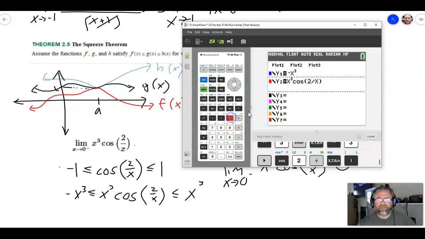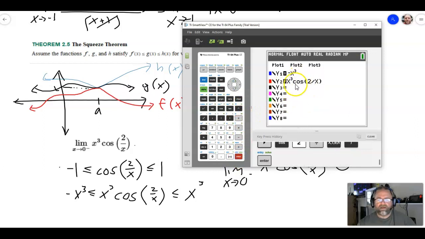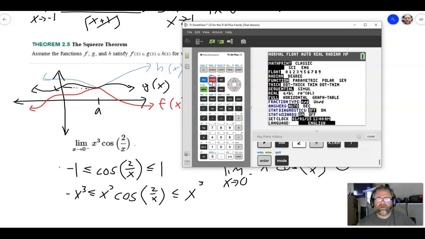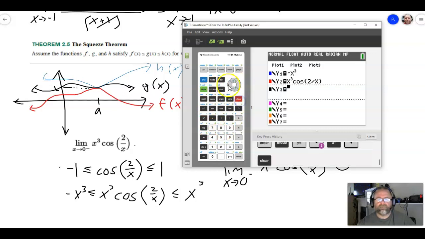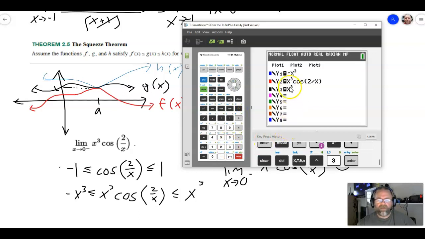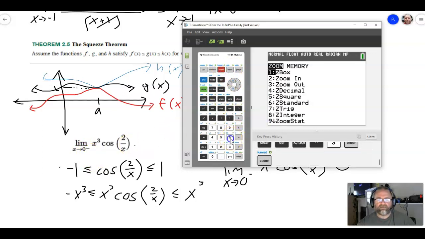And whenever I am graphing trig functions, it's almost always good to make sure that we are in radians, which I am. And then the last one is just going to be positive x cubed. Remember, I'm trying to look as x approaches 0 from the left. So let's go ahead and do a zoom standard.